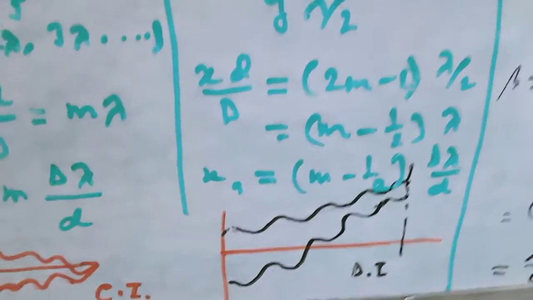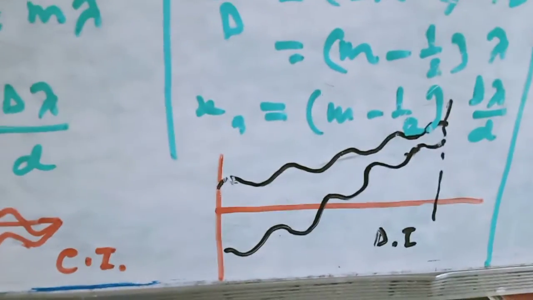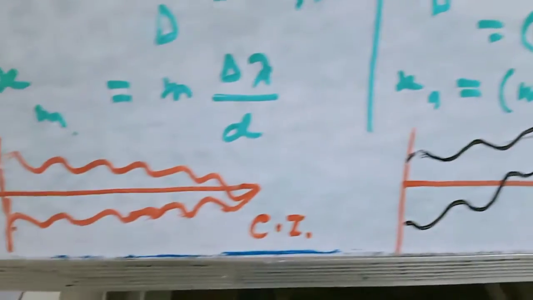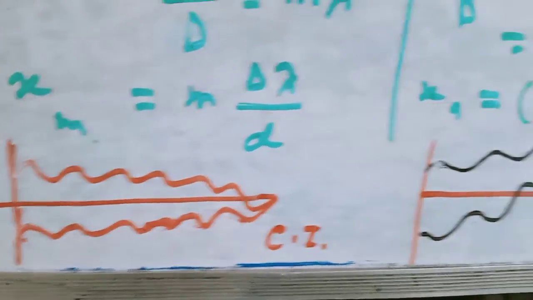During destructive interference, the waves will meet in this manner. During constructive interference, they will meet in this manner.